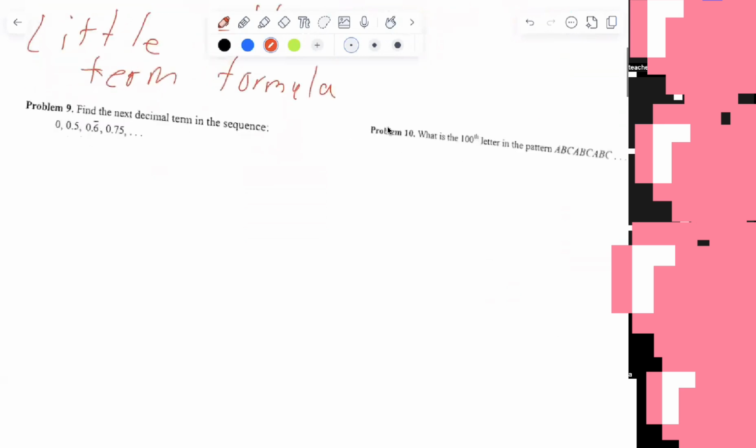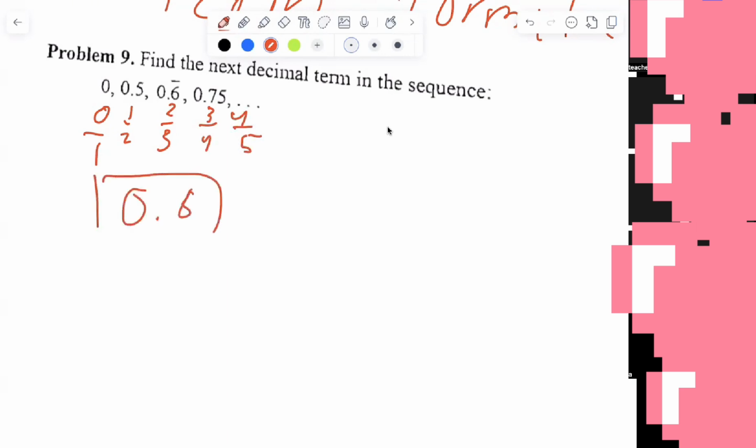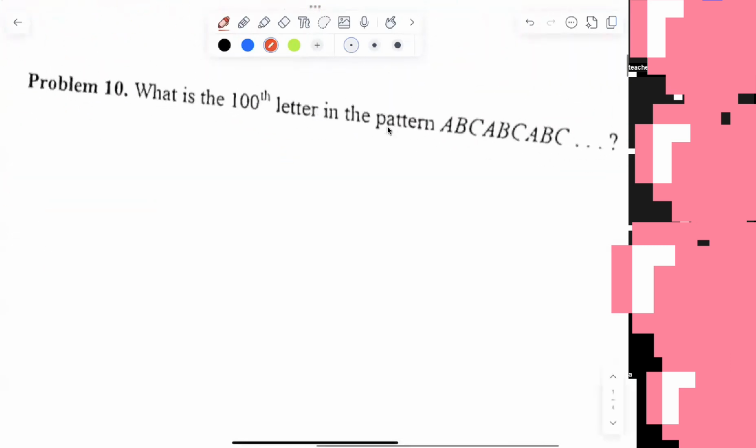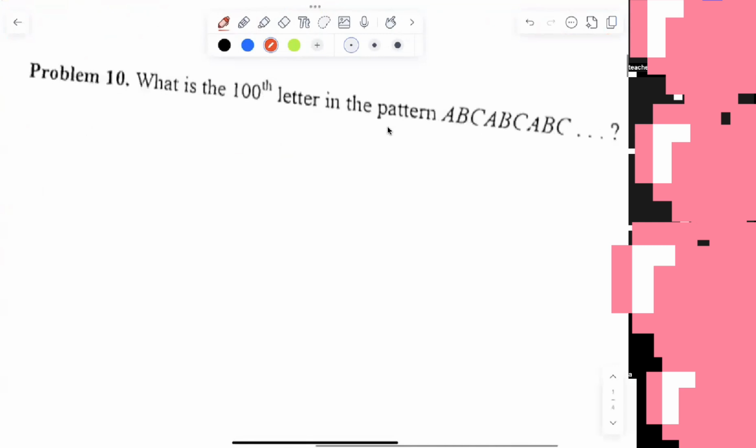So let's move on to this one. Find the next term in decimal form in the sequence: 0, 0.5, 0.666, 0.75. Convert it to fractions: 0 over 1, 1 over 2, 2 over 3, 3 over 4. Next is of course going to be 4 over 5, which is 0.8. Just by noticing a pattern, you can solve many things. What is the 100th letter in ABC, ABC, ABC, and so on? This repeats every 3 terms.